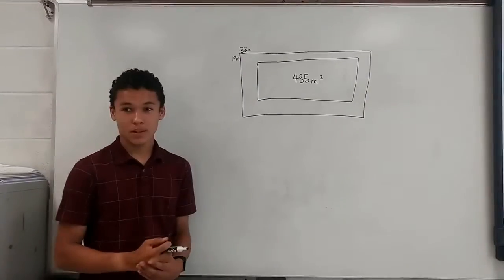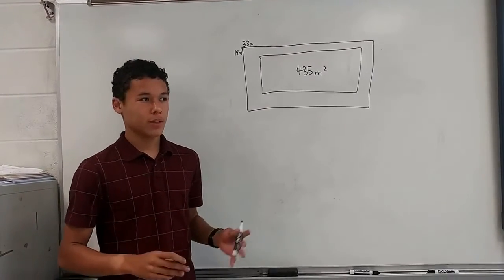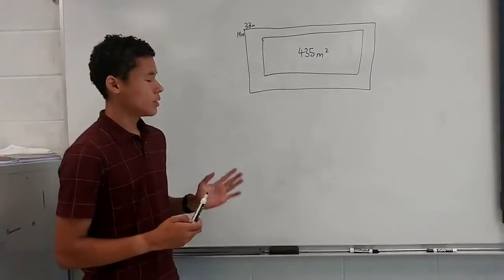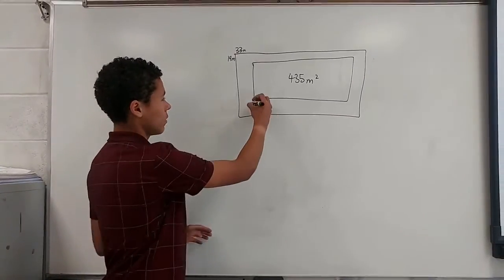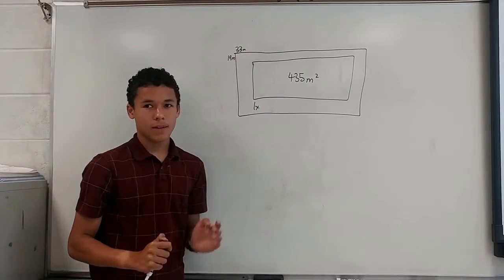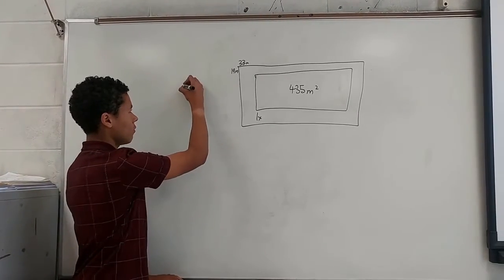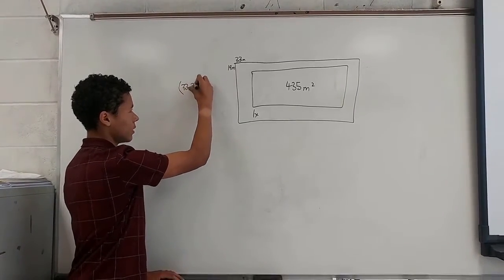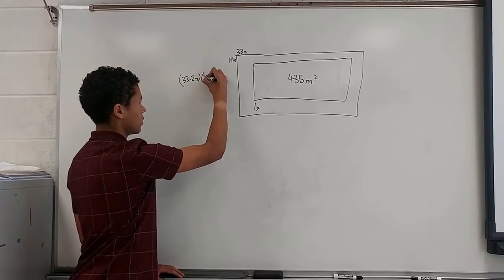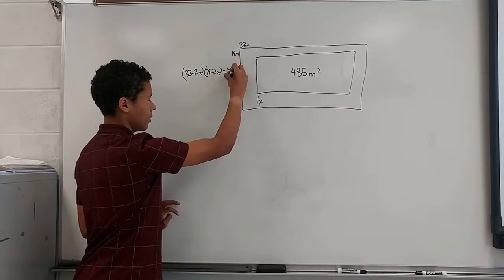You do know that the area of the basketball court is 435 meters squared, and you know that the dimensions of the entire area are 33 by 19. Since the walkway is of uniform width, you can set the length from the edge of the total area to the court as x, and find the equation for the length and the width of the basketball court. That gives you 33 minus 2x as the length of one side and 19 minus 2x as the length of the other side, and their product is equal to the area.